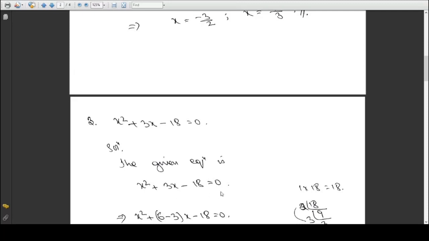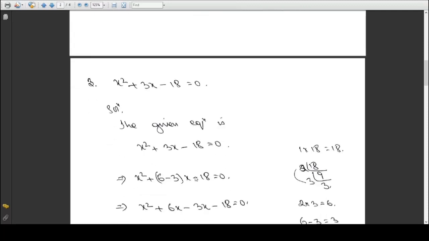Okay, the next one: x² + 3x - 18 = 0. This is the given equation. Now here, this is something different, but after watching this, you will be able to solve this kind of equation. Now look for the coefficient of x². Right from the very beginning I've discussed the coefficient of x² with you. What is the coefficient of x² here? It is 1. What is the constant term? It is 18.